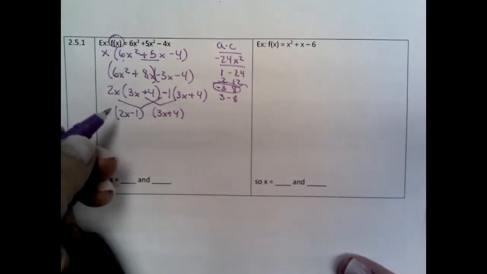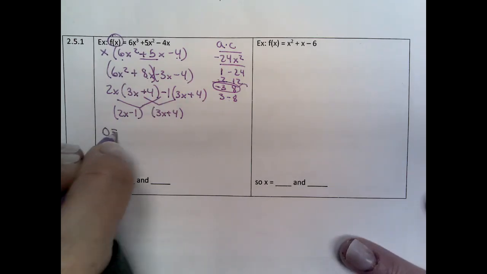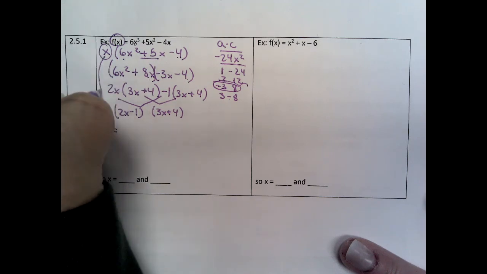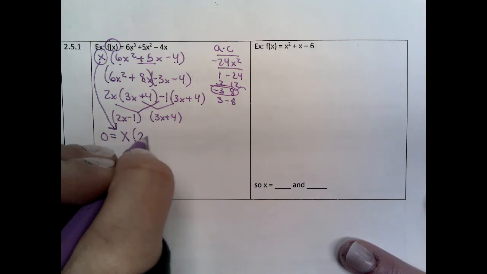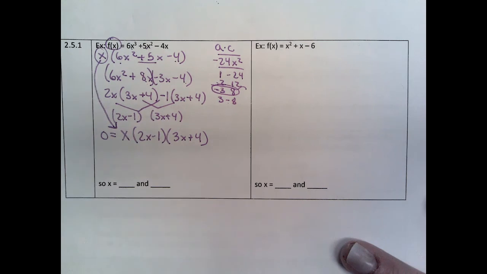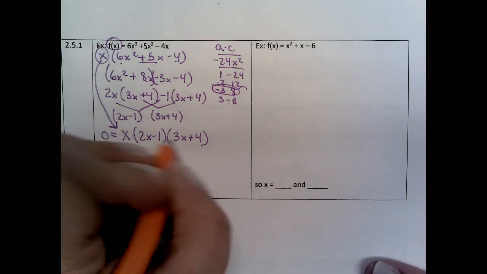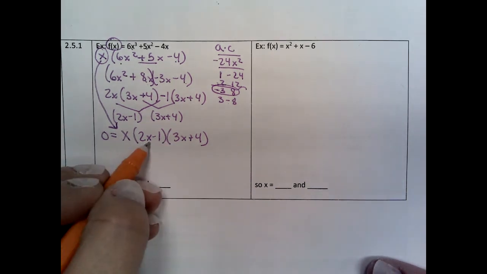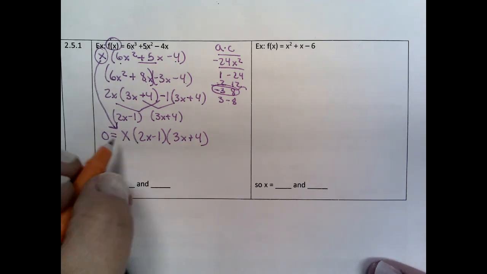But now remember, one of our steps was to set this f of x equal to 0. So now I'm just going to rewrite my equation: 0 equals, I pulled this x out in the beginning, so it has to still be part of my factors, times 2x minus 1 and times 3x plus 4. Now I have to set each and every one of these equal to 0, because if this was 0, then this whole thing would be 0. If this was 0, the whole thing would be 0. If this was 0, the whole thing would be 0 because you're multiplying.